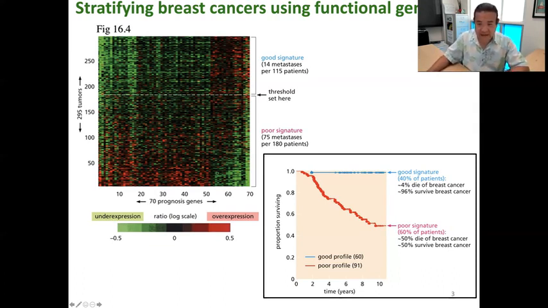What they find is if they group those people and follow them in a Kaplan-Meier plot, the upper group turns out to be a very good signature. You can see that these patients survive 10 years out, whereas patients who were part of the lower signature have a much poorer prognosis. So this is very useful.